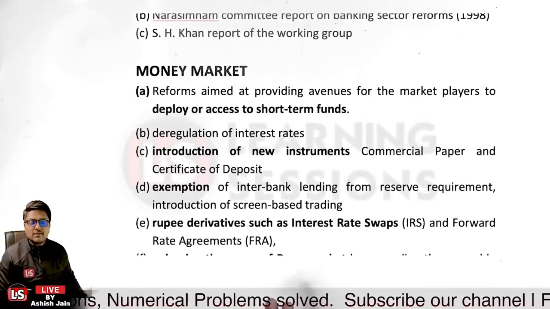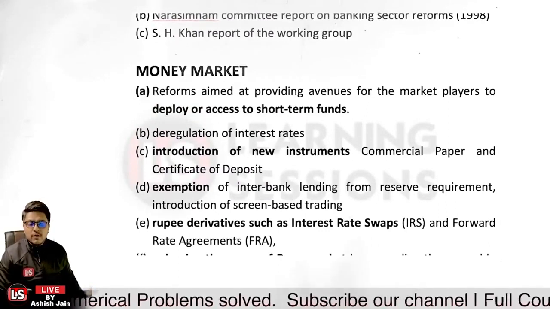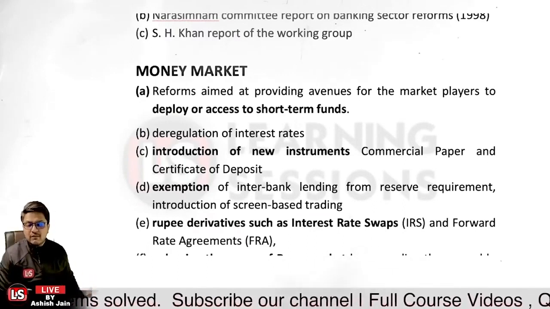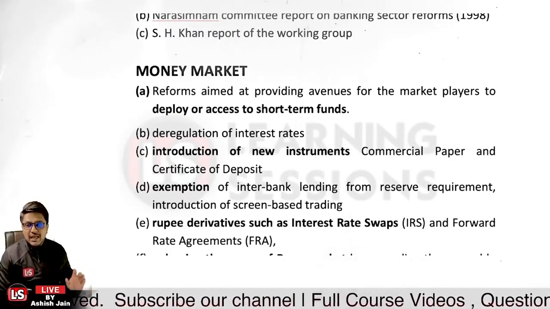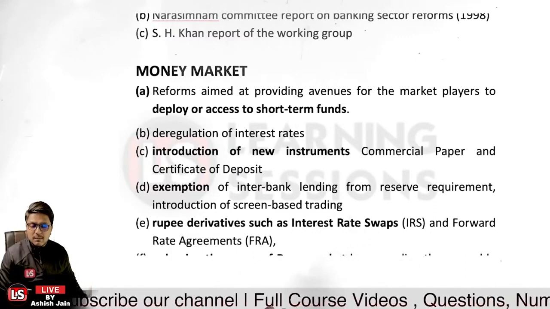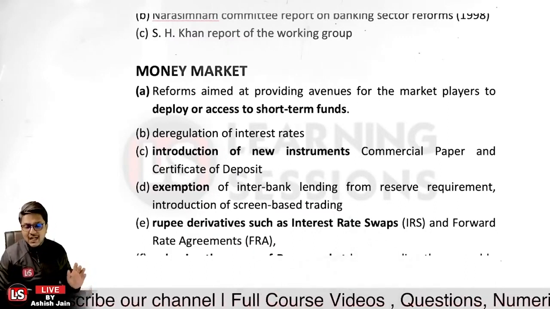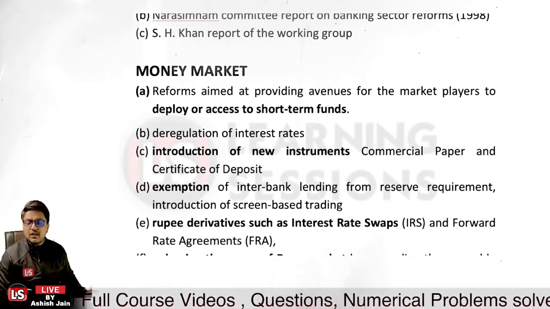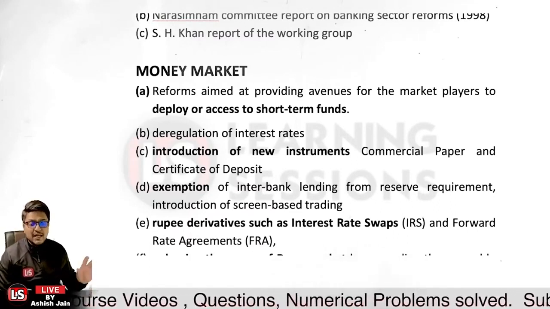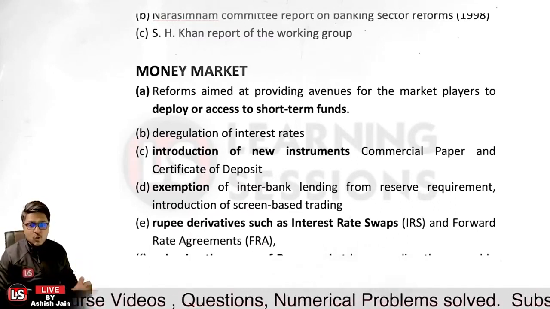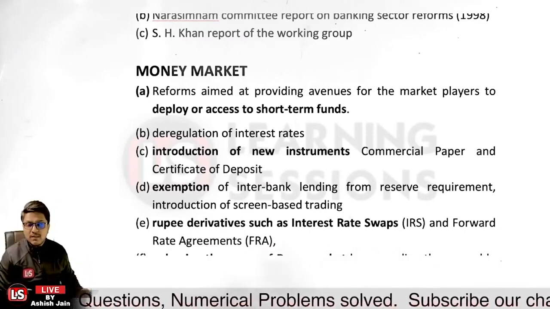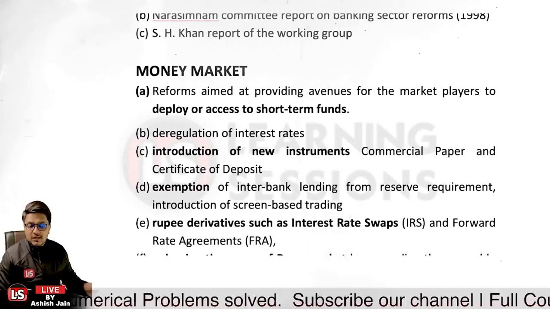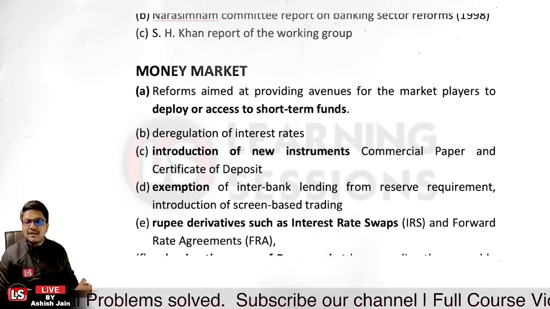For the rupee derivatives such as interest rate swaps and forward rate agreements, these are now the hybrid instruments, the derivative instruments which are available over there, which can be used for hedging purposes, and also for speculation purposes. Is that clear? We have already covered it under the BFM paper itself, that derivatives are those instruments which do not have any value of their own, but whose value is driven from the underlying assets.